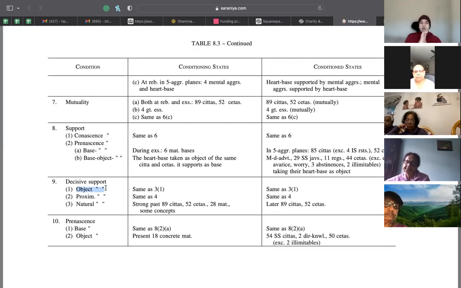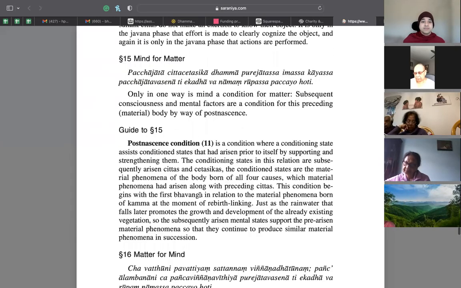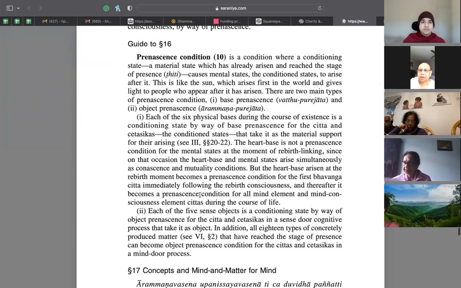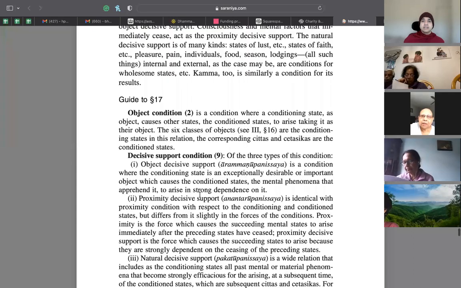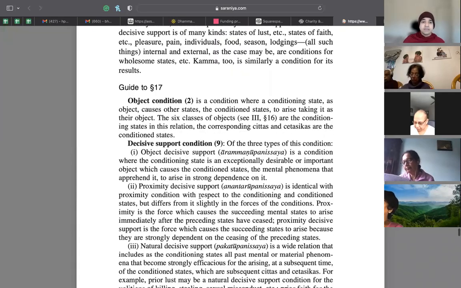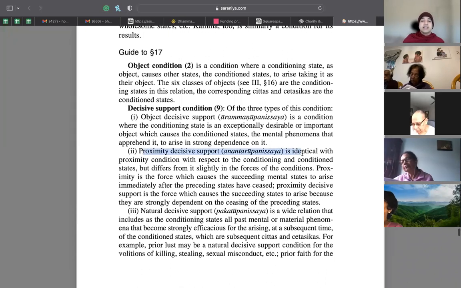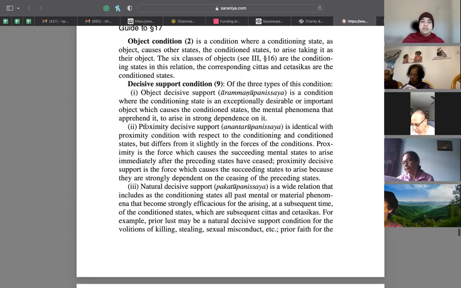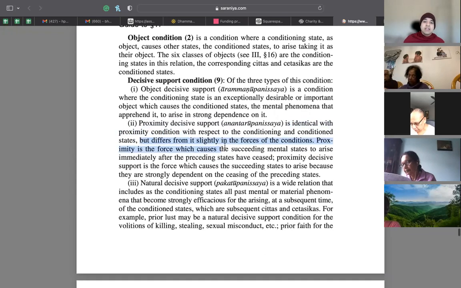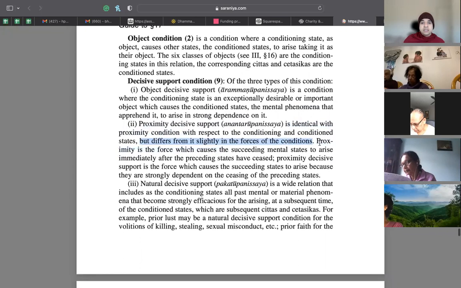All right. Proximity. Let's go back down to proximity. What was that page again? 315. Yes. Thank you, Devika. Proximity, Anantara Upanissaya, is identical with the proximity condition with respect to the conditioning and the conditioned states, but differs from it slightly in the forces of the conditions.